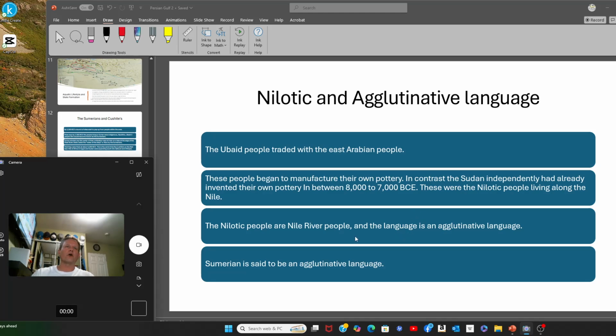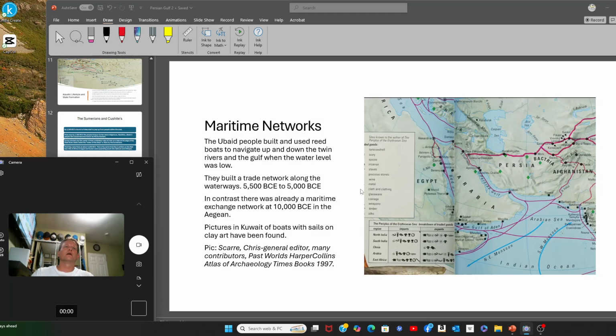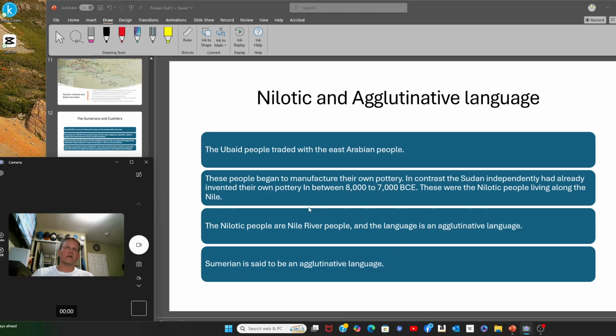The Nilotic people are Nile River people, and their languages are agglutinative languages. Sumerian is said to be an agglutinative language. Okay, so they're both agglutinative languages. Emphasize that point there, okay? They're both speaking this similar, same type kind of language.